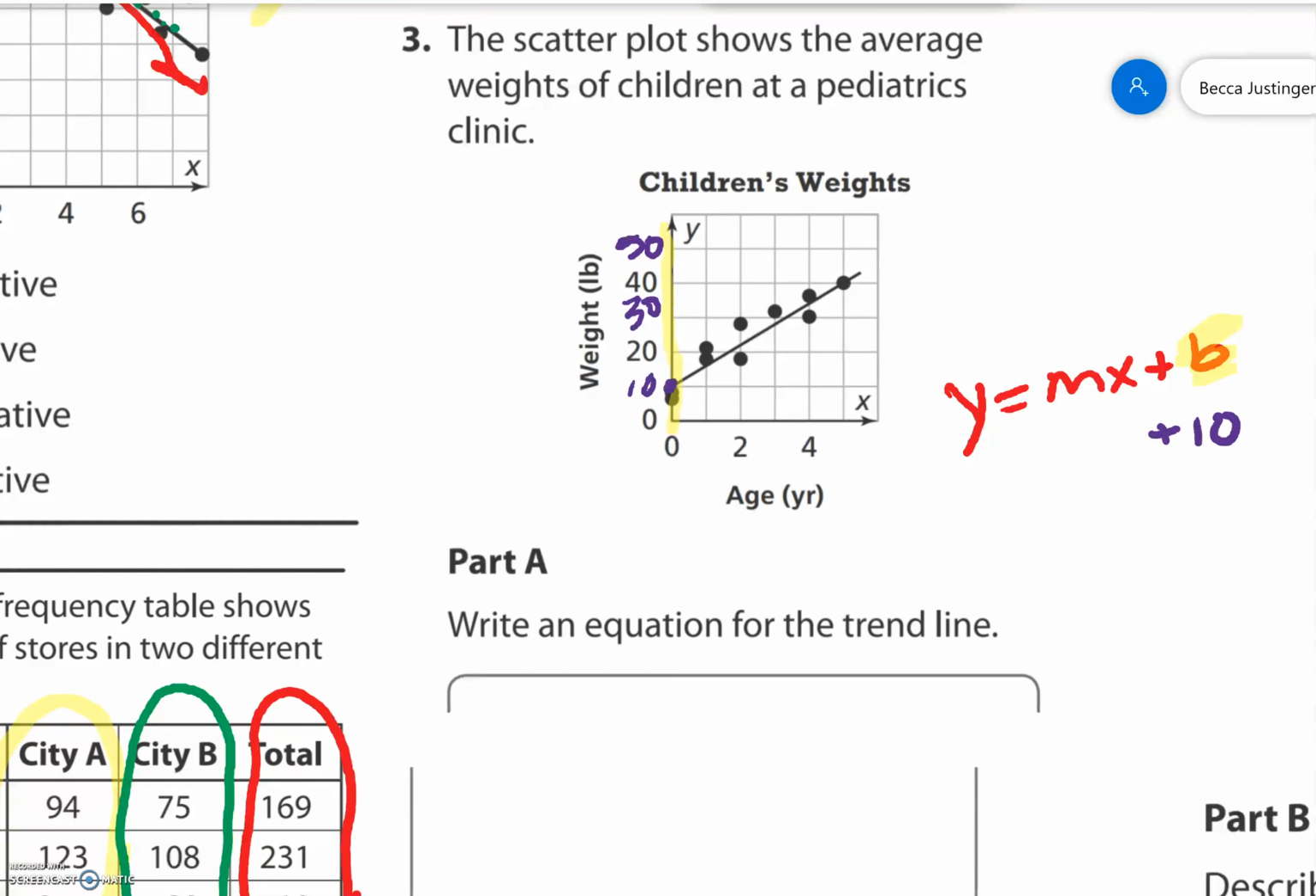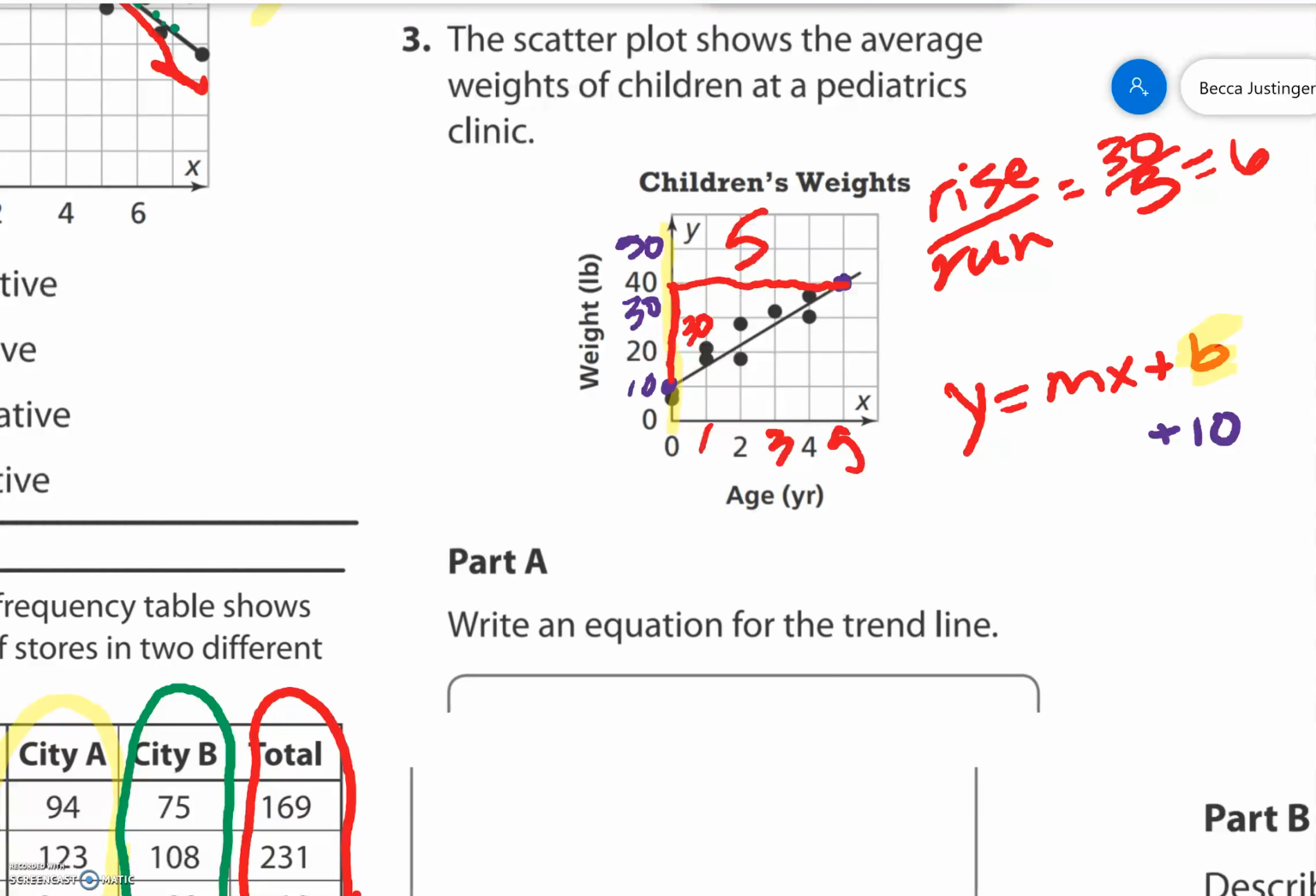Next thing we look for is the slope. So how much it goes up versus how much it goes over. So I'm going to use those 2 points. It travels up 3 boxes, but remember that each box is worth 10. So it goes up 30. Then it goes over 1, 2, 3, 4, 5. So slope is rise over run. So that's our 30. I don't know why I wrote 4 because I said 5. 30 over 5. 30 divided by 5 is 6. So our equation of our line is y equals 6x plus 10.